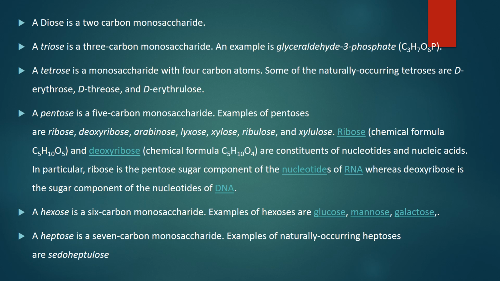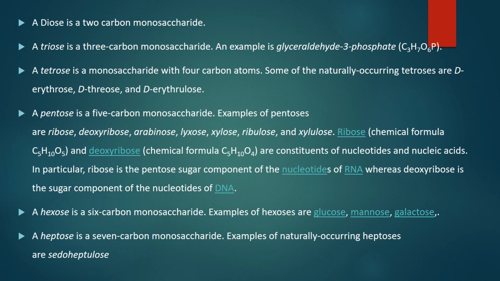A tetrose is a monosaccharide with four carbon atoms. Some naturally occurring tetroses are D-erythrose, D-threose, and D-erythrulose. A pentose has five carbon atoms. Examples of pentoses are ribose, deoxyribose, arabinose, xylose, ribulose, and xylulose. Ribose and deoxyribose are important constituents of nucleotides and nucleic acids. Ribose is a component of nucleotides of RNA, whereas deoxyribose is the sugar component of nucleotides of DNA.